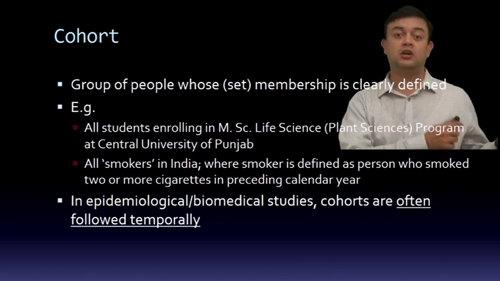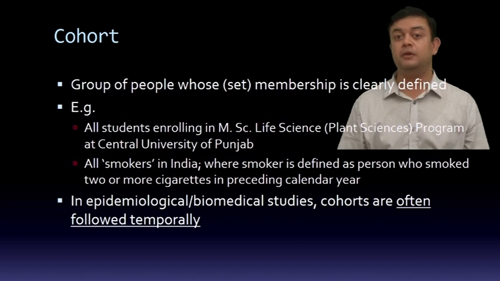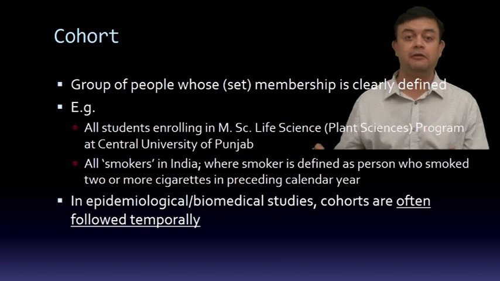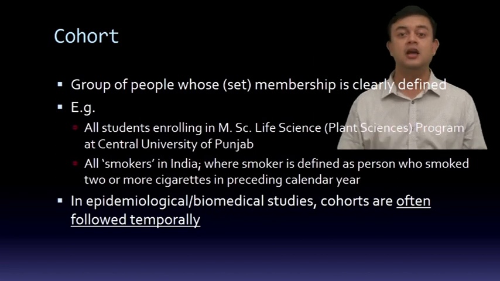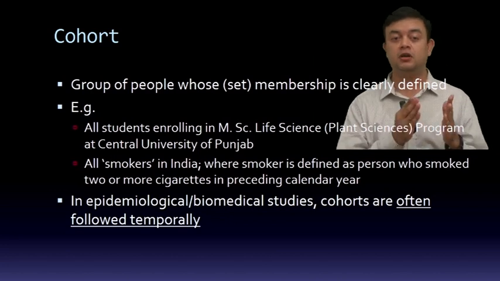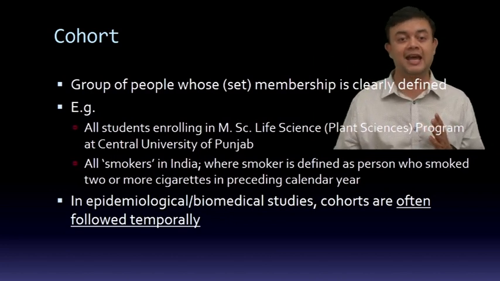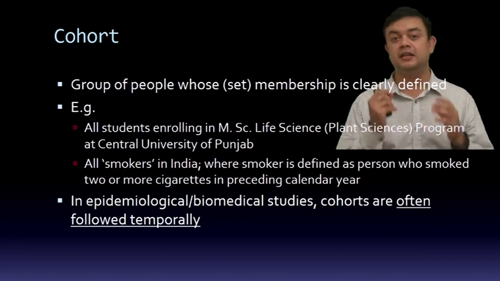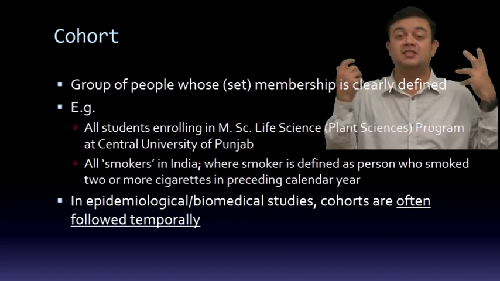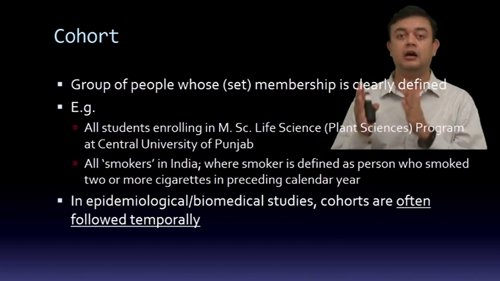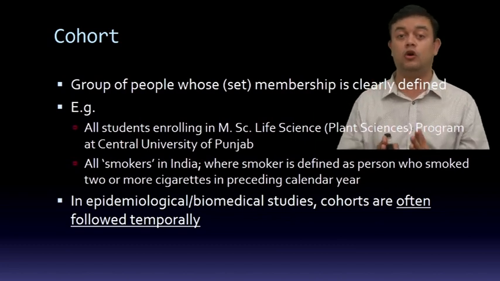So all smokers in India is not really a cohort. Why? Because that is quite vague. A smoker means what? If you smoke one cigarette in your lifetime, will you be regarded as a smoker? So you have to define the terms unambiguously. Here the smoker is defined as a person who smoked 2 or more cigarettes in the preceding calendar year. That is what the smoker is. Well, that's not a standard definition. I'm just giving you an example. You have to clearly define who your cohort is, right?